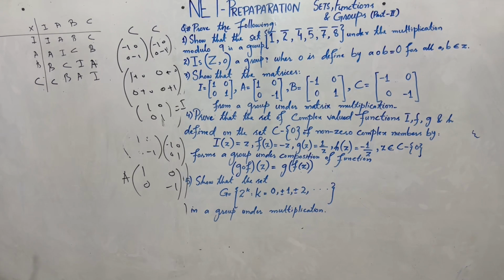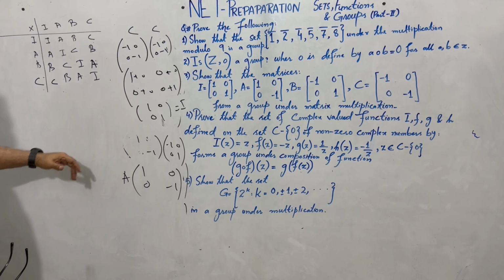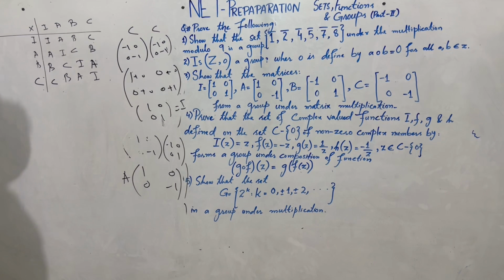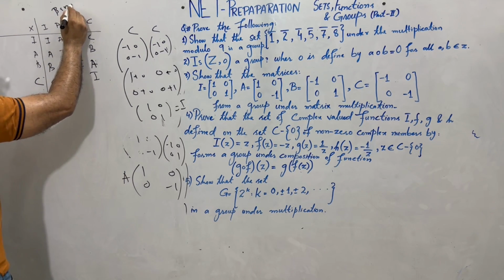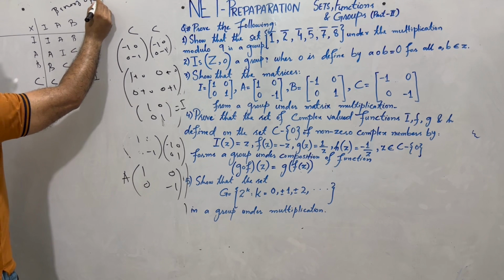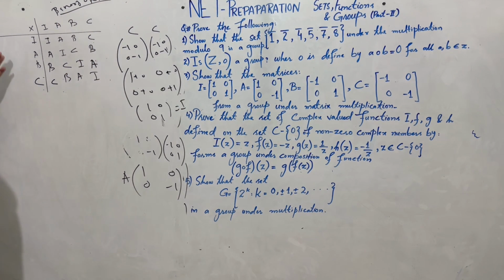Every element, every result of every product, comes from I, A, B, C. It shows that it is closed under matrix multiplication. The binary operation has been satisfied. Similarly, one can take three elements to verify the associative law.